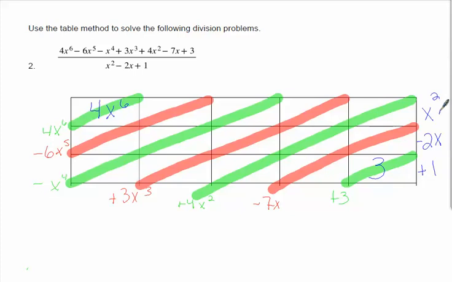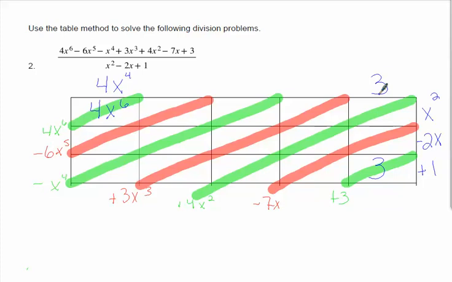Do you see this x squared? Something times x squared gives me 4x to the 6th. What? 4x to the 4th power. Now, I know also this one is a 3. Something times 1 gives me a 3. What? 3. Now, my goal is to find the middle 3 columns.